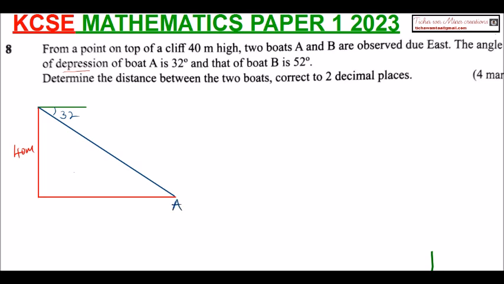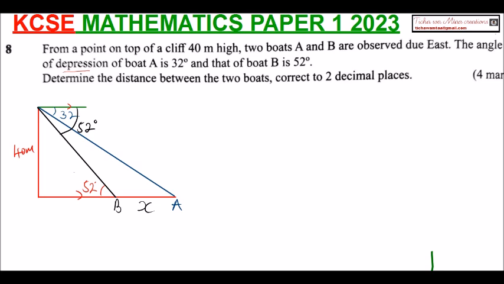Then we can again draw a line here, and we can use a black one. We can say that is the position of boat B, and the total of this angle here is 52 degrees. So that is how you should understand the angle of depression. The distance that we are interested in is that distance x from boat A to boat B.